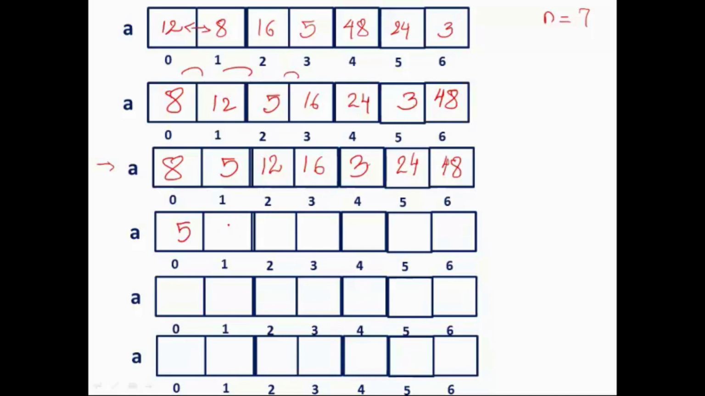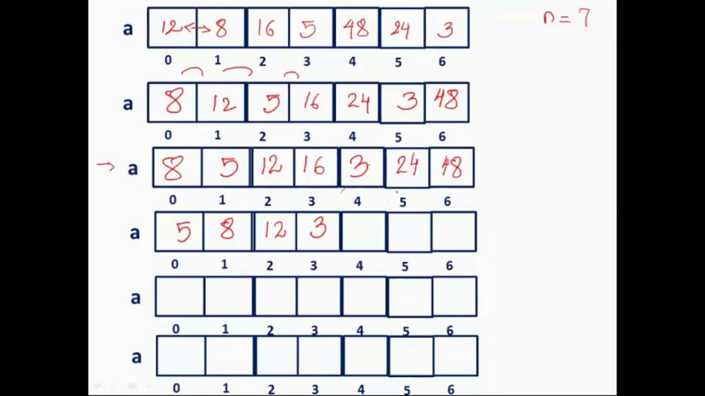I'll compare with the next index. 8 and 12. For the sequence to be in ascending order, 8 has to come before 12. So the sequence is proper. So no change. 12 and 16. For the sequence to be in ascending order, 12 has to come before 16. Proper. So no change. I'll compare over here. 16 and 3. For the sequence to be in ascending order, I need to get 3 before 16. So this is improper. So swap. So 3 idhar gaya, 16 bazu mein aa gaya, in index 4.